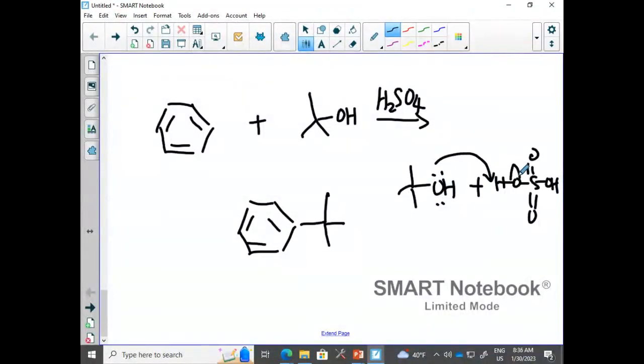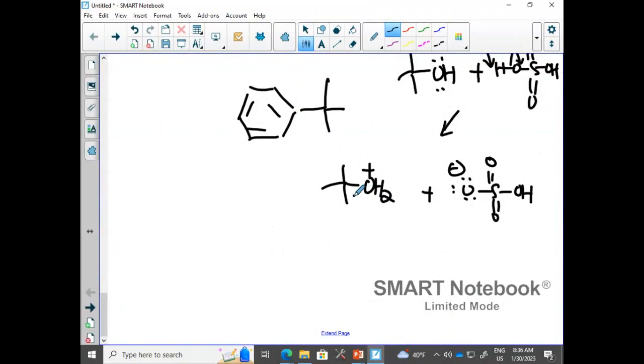That gives you the protonated alcohol, plus obviously the sulfuric acid becomes hydrogen sulfate ion. Then this protonated alcohol can undergo ionization, give you the tertiary butyl cation. And this tertiary butyl carbocation will serve as a true electrophile and react with benzene.